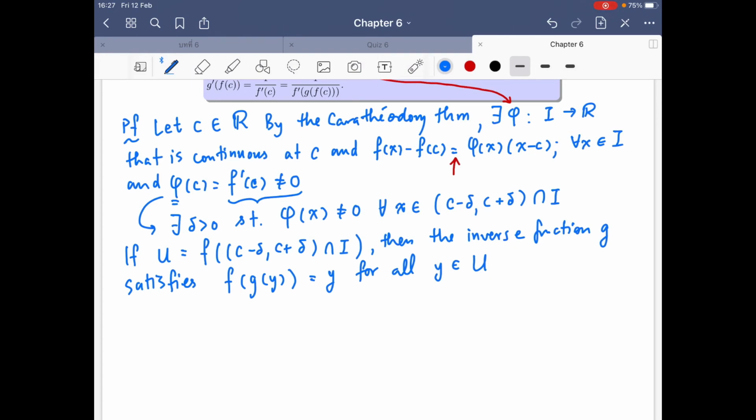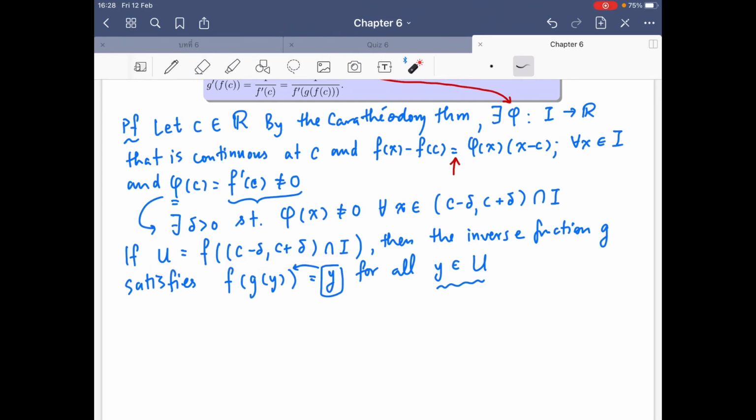So if we are talking about any y in U, then y is actually f of g(y). So we can start with that. And don't forget that U is the image of f under this neighborhood.